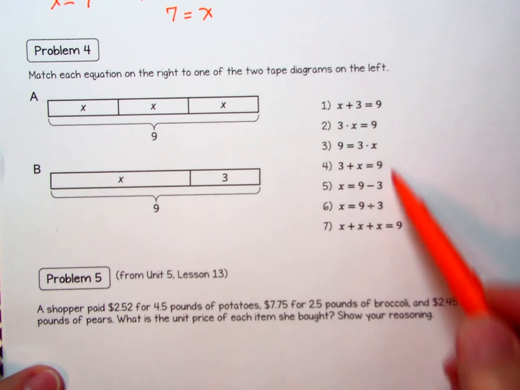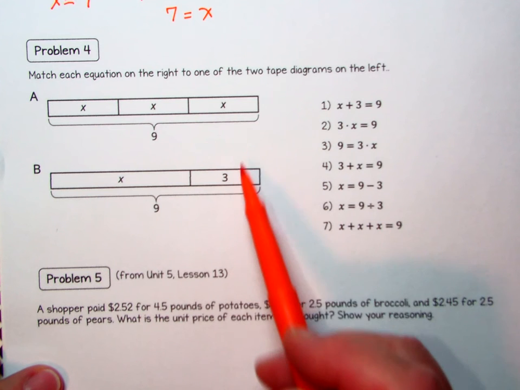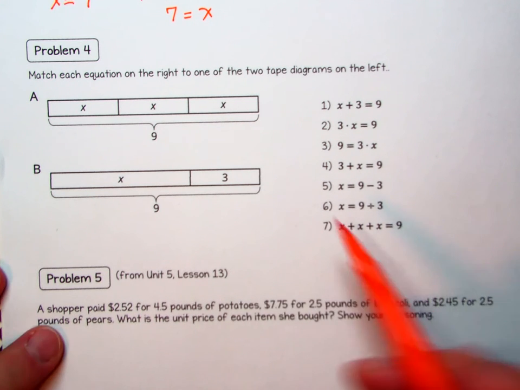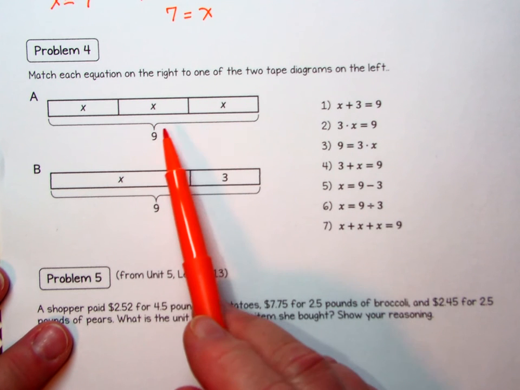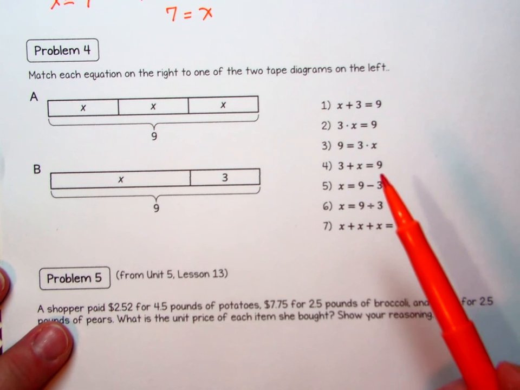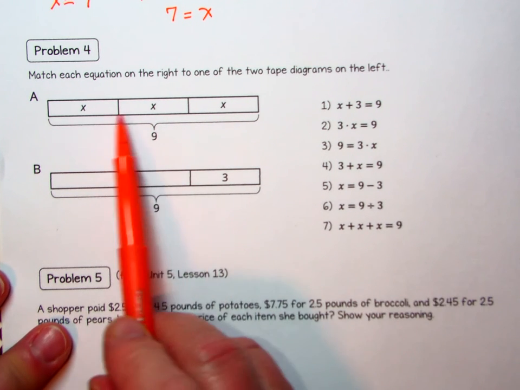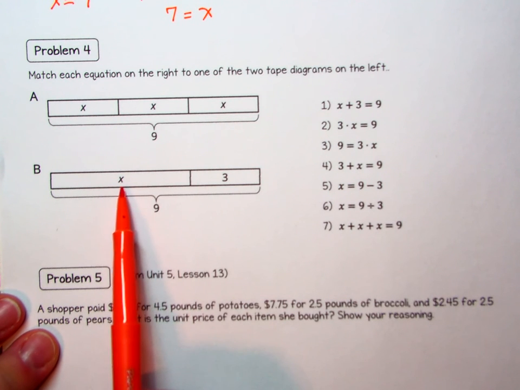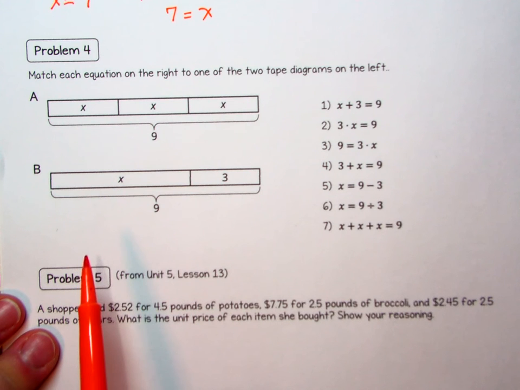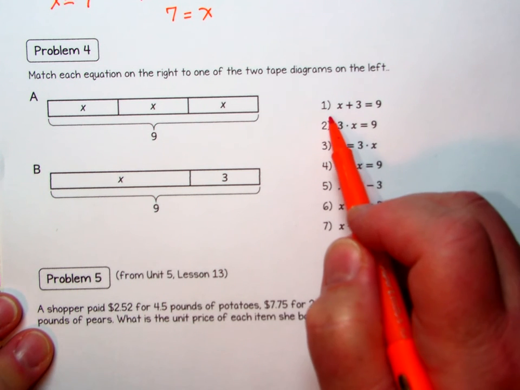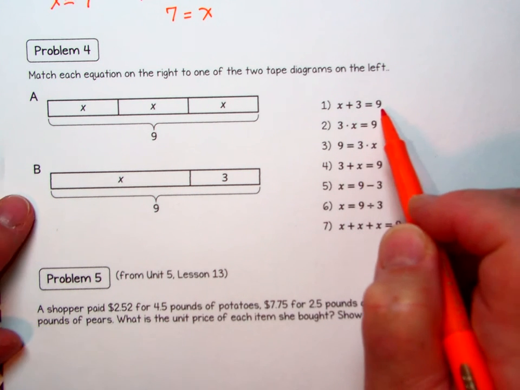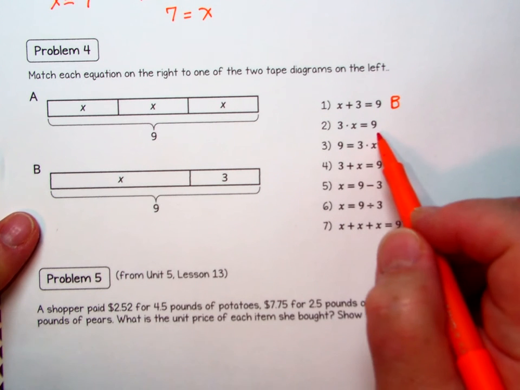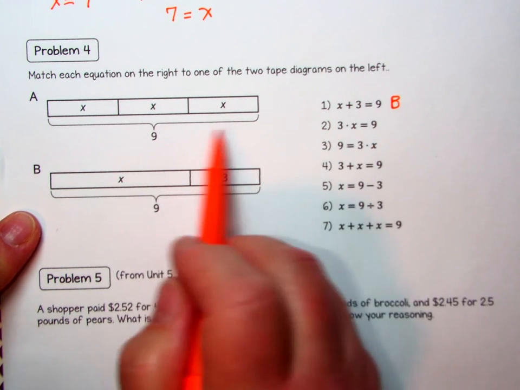So each of these equations, there's 7 of them, represents one of these tape diagrams could be used to represent them. And we talked about this in the summary. One tape diagram can represent many different equations. So our first one, we've got 9 split into 3 equal groups of x. And our second one, we see we've got a combination of x plus 3 has a value of 9. All right, so our first equation, x plus 3 equals 9, well, that's pretty much just literally what we said here. 3 times x equals 9, so 3 groups of x equals 9, so that's going to be A.